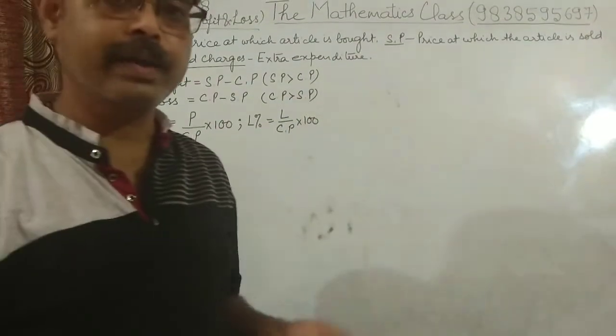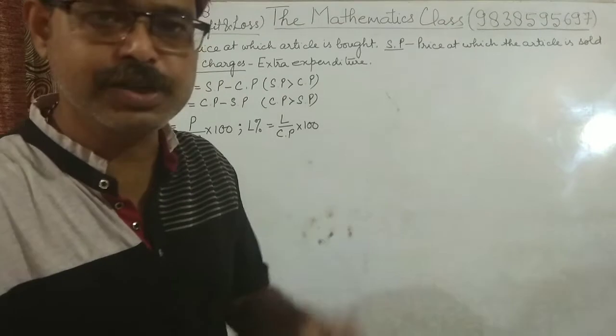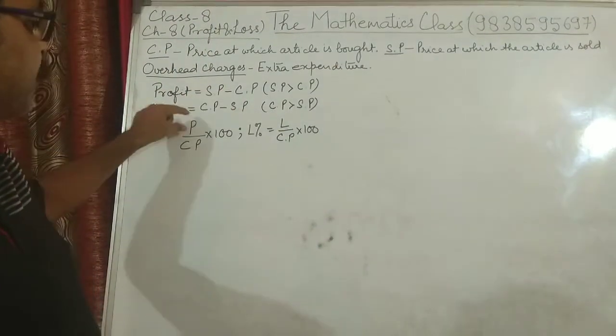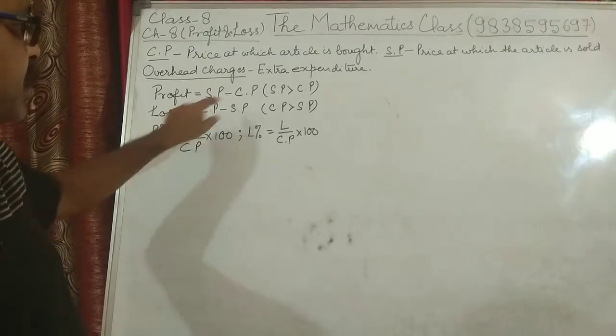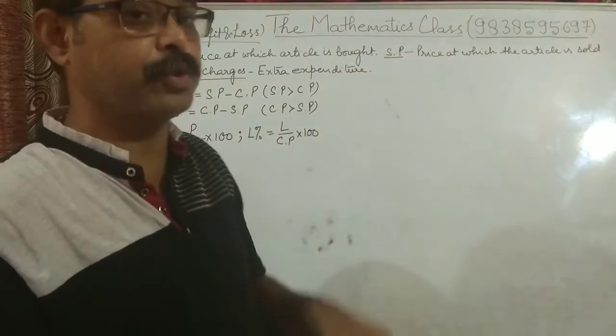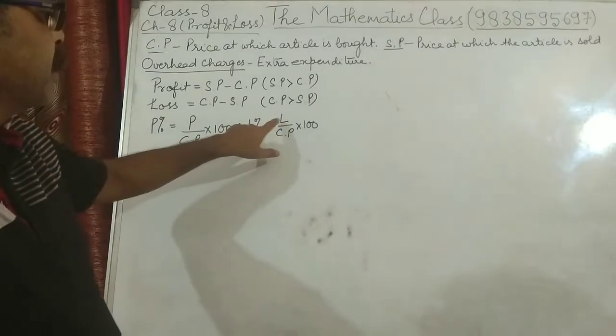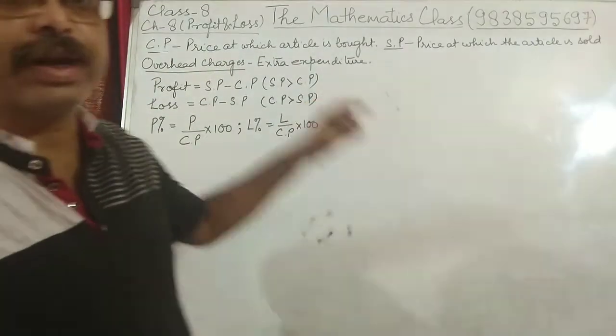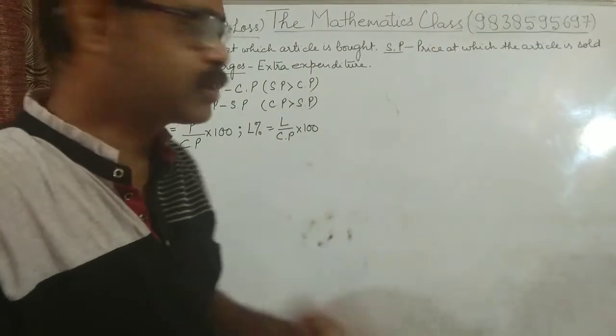How did this formula come? This formula is based on percentage. Profit means the difference. So difference upon original. What was original? Always cost price is considered to be the original, into 100. Similarly, loss is again the difference upon original into 100. That you have studied in the chapter on percentage.